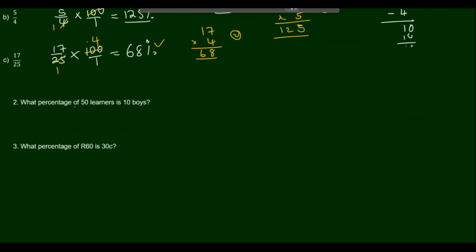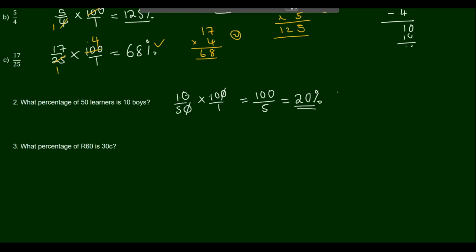Right. Question 2 says, what percentage of 50 learners is 10 boys? So now, what is the number of boys as a fraction of the total number of learners? So we have 10 boys out of 50. So the fraction of the boys is 10 out of 50. So we're converting this 10 out of 50 into what? Into a percentage. So it becomes 10 over 50 times 100 over 1. Then divide by 10 first, cancel the zeros. So we're left with 10 times 10, which is 100, and then 100 divided by 5 is 20. The percentage of boys is 20%.